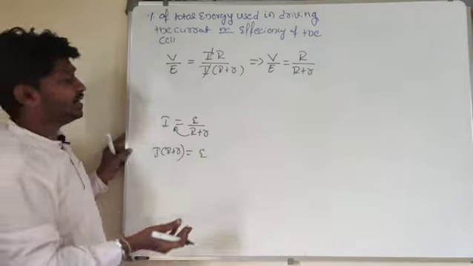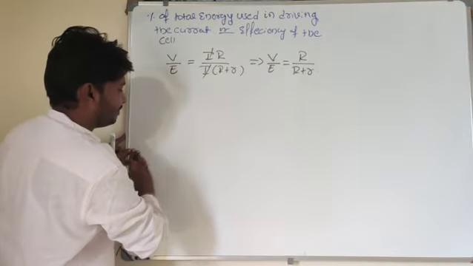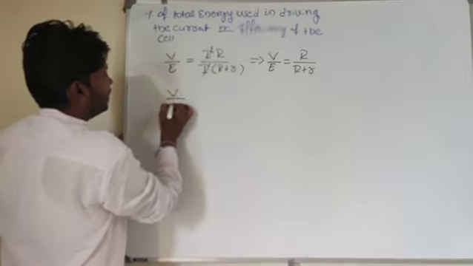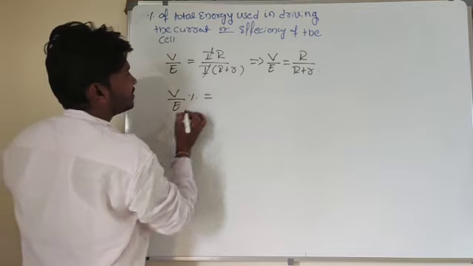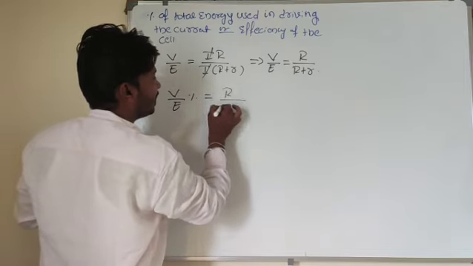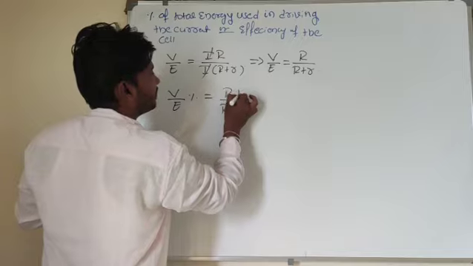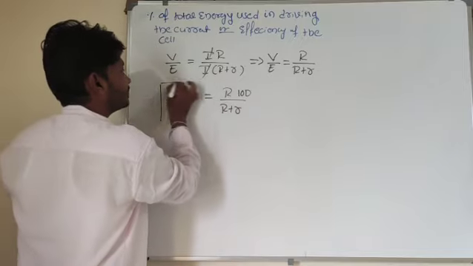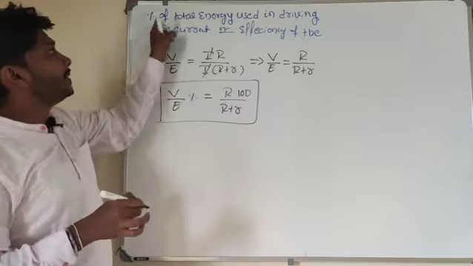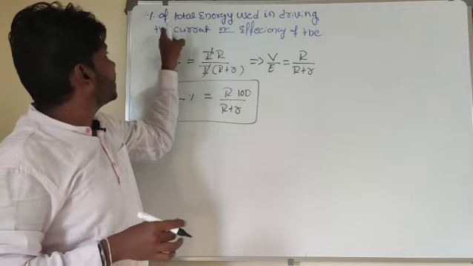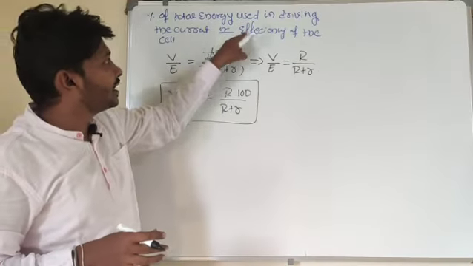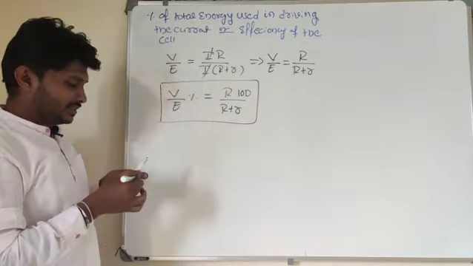In terms of percentage, the energy driven is R divided by R plus r into 100. So this is the percentage of total energy used in driving the current from the cell, or in other words, the efficiency of the cell.